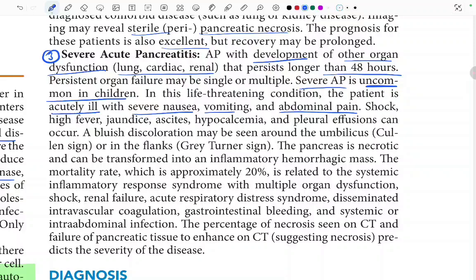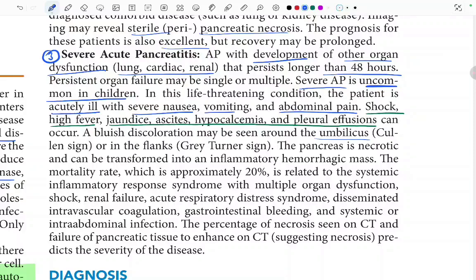Shock, high fever, jaundice, ascites, hypocalcemia and pleural effusions can occur. These are the complications of it. A bluish discoloration may be seen around the umbilicus.